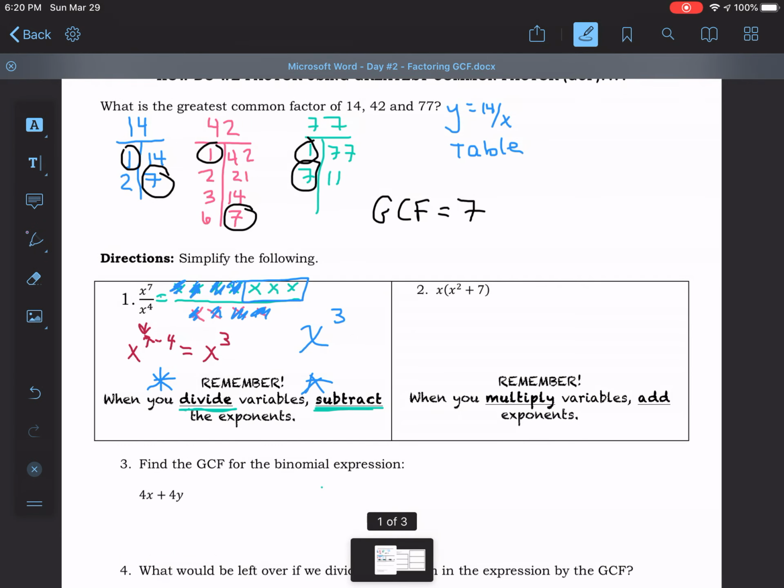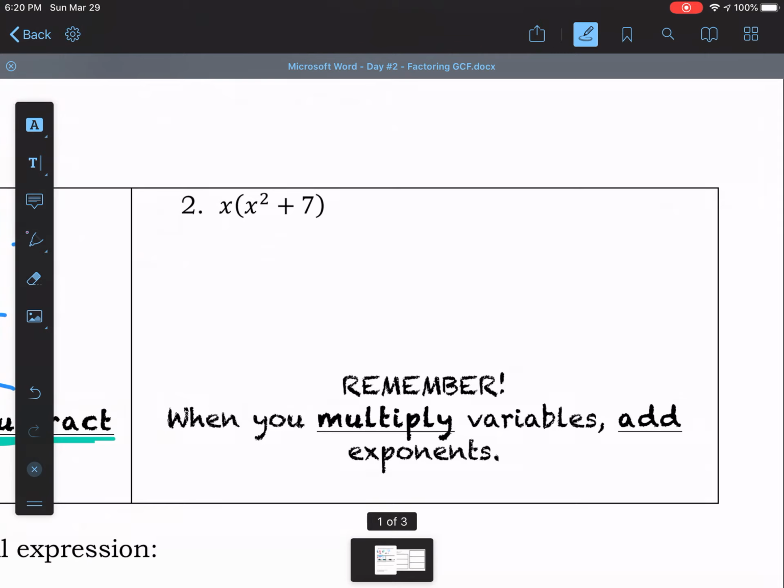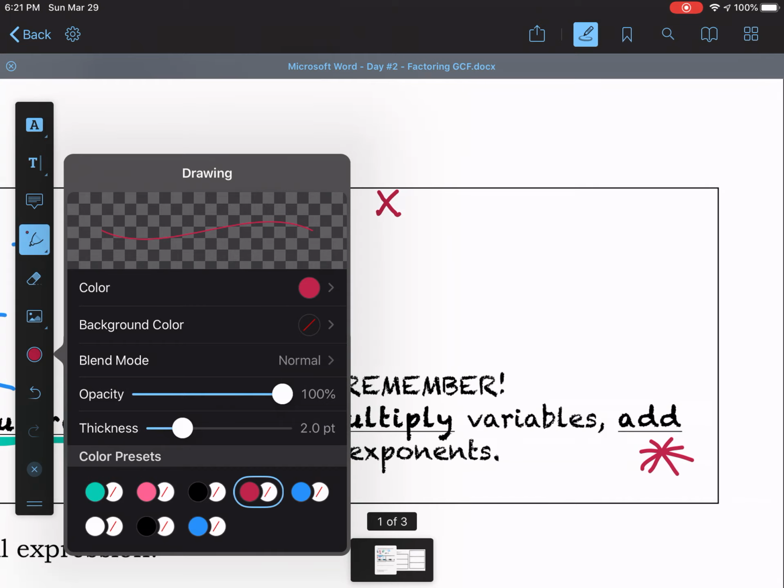All right, now let's take a look at number 2. Here we are going to be distributing, so that's multiplying. And here when we multiply, we add our exponents. So the first thing I want to do is actually rewrite this over here because I want to include our invisible 1 exponent. Hang on one second.